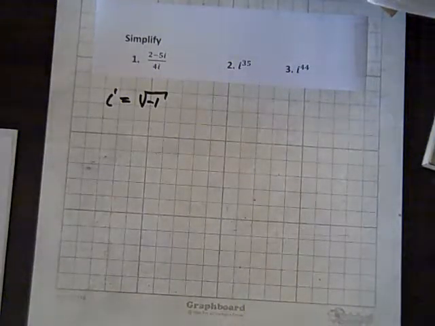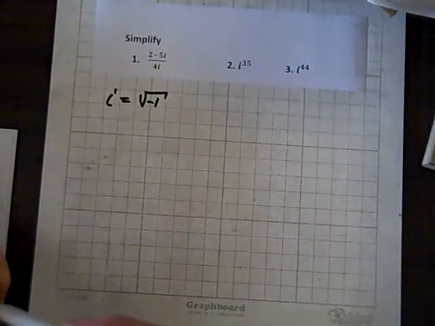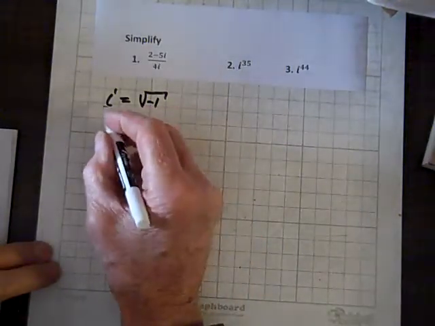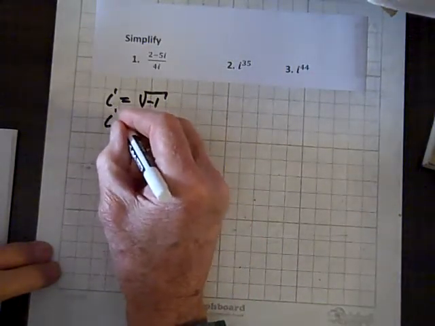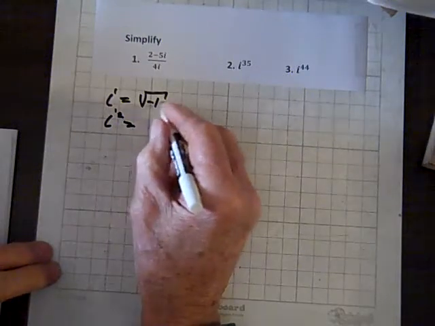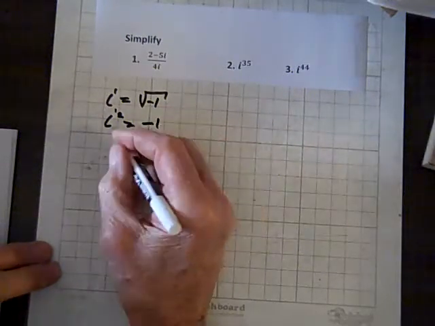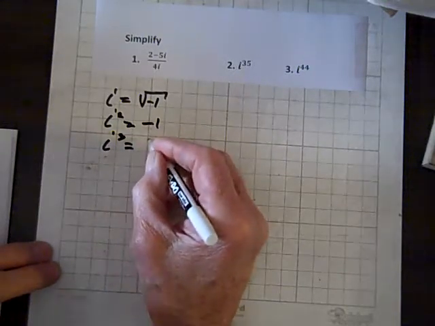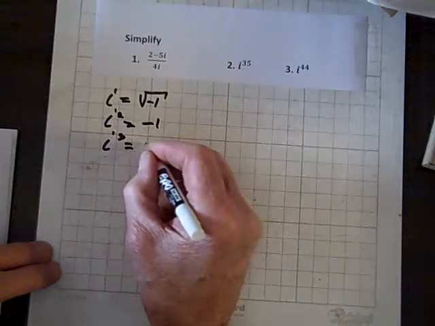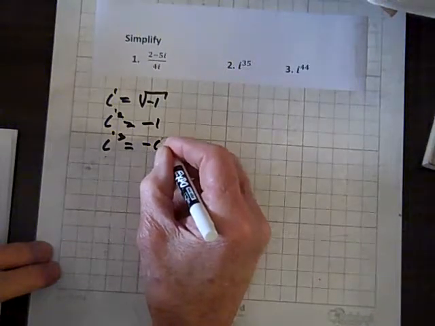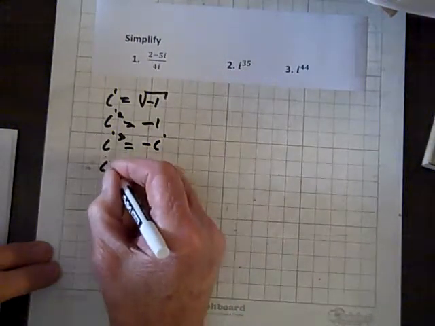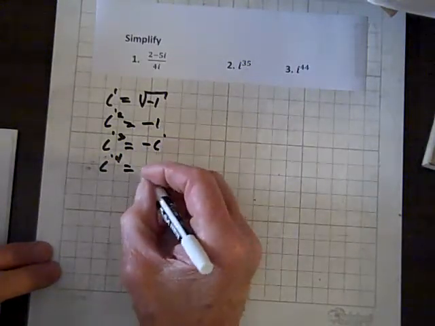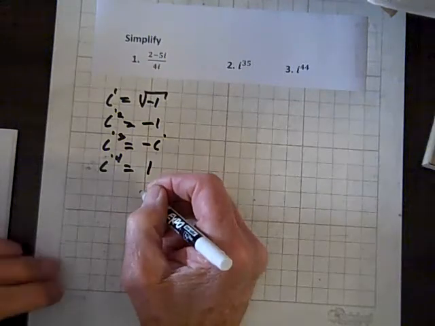Okay, now we're dealing with imaginary numbers, and the square root of -1 is an imaginary number. It's not real. So we call it i, and i squared equals, if you square that, you lift the radical, you get -1. i cubed equals i squared, which is -1, times i, which is -i. And i to the fourth equals -1 times -1, which is 1.